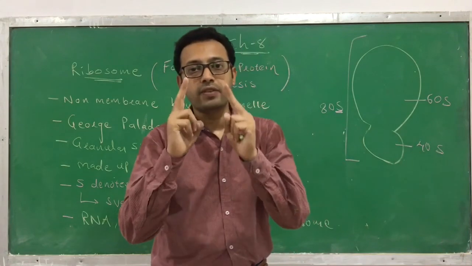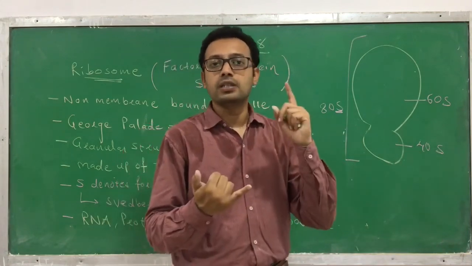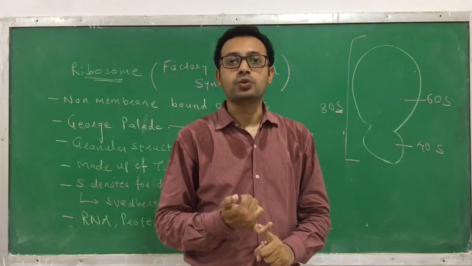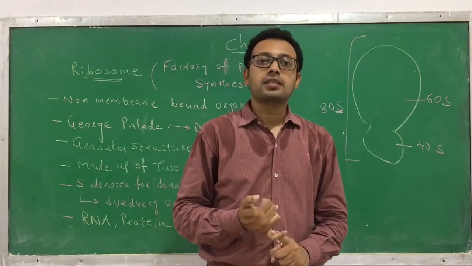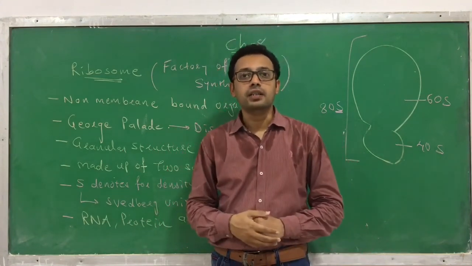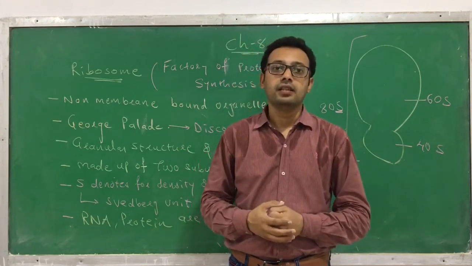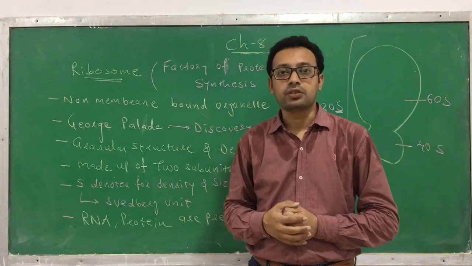So students, today we have discussed two important organelles: one is the chloroplast and the second one is the ribosome. In the next session, we will learn about the cytoskeleton, the skeleton of a cell, which we will discuss in the next session.